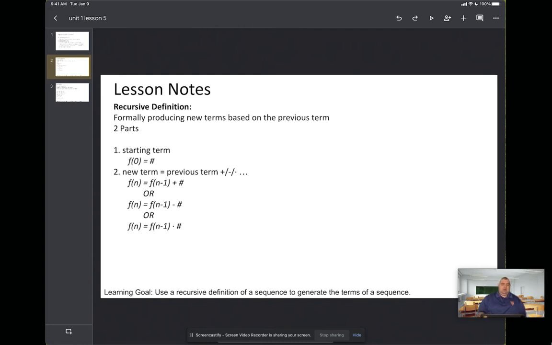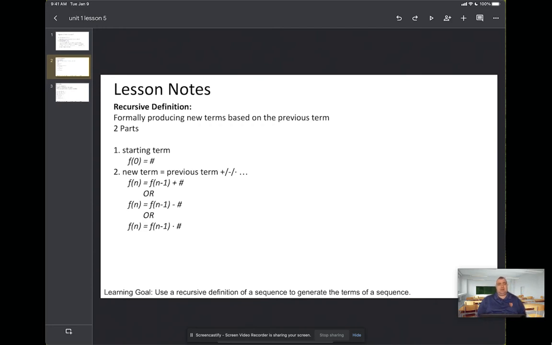So you can see here that the recursive definition has two parts, and you have to have both parts to be considered correct. Okay, the first part is the starting term. I can tell you how to get a new term from the previous term, but if I don't tell you where to start, then you can't do it. So the starting term, which we're going to denote as f of 0, again using function notation, that's the first part of the recursive definition or recursive form.